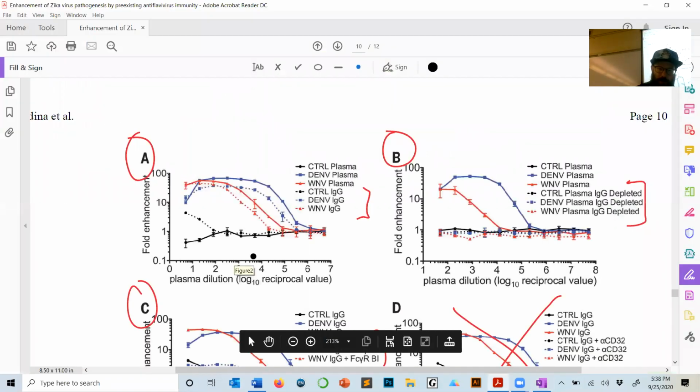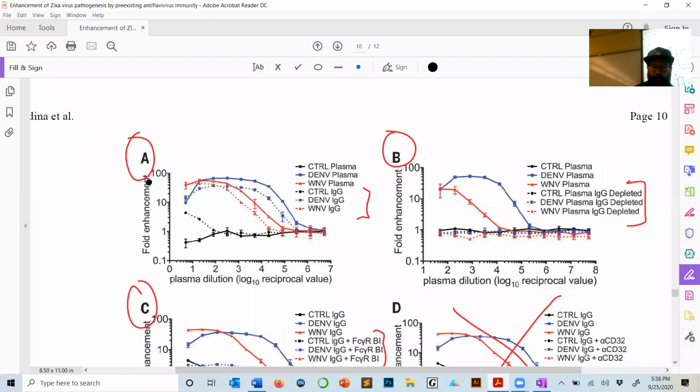But now what they're showing you is that they are diluting the plasmas, okay? So the y-axis is just like before, fold enhancement, but the x-axis is dilutions of the plasma. So you would expect that the effect would go away if you start to dilute the plasma. Does that make sense? So all these will converge towards the control value as you're diluting the plasma, okay? So that's the x-axis.